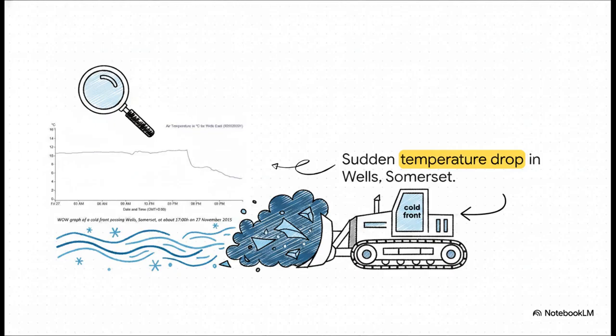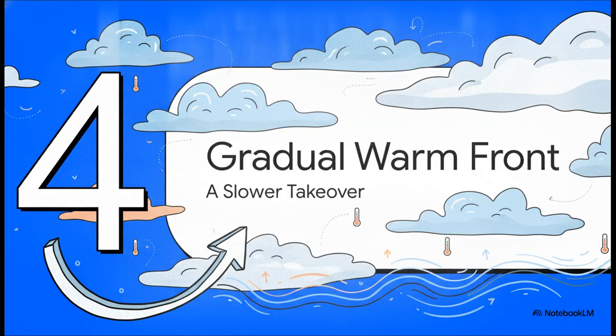That drastic visual line right there? That is the exact moment the dense, aggressive cold front bulldozed its way through the town, just violently resetting the local atmosphere. Which brings us right to Section 4, the gradual warm front, a much slower takeover.